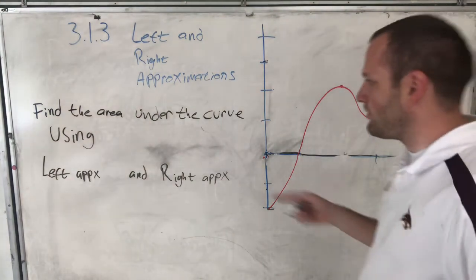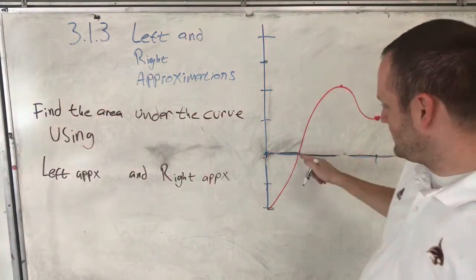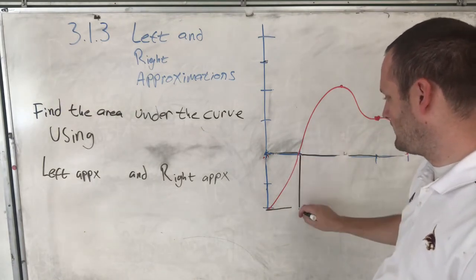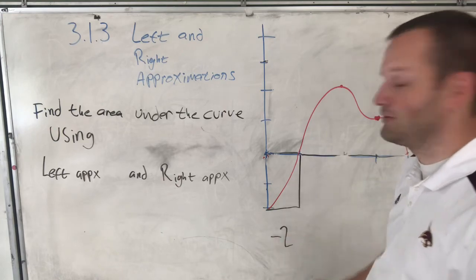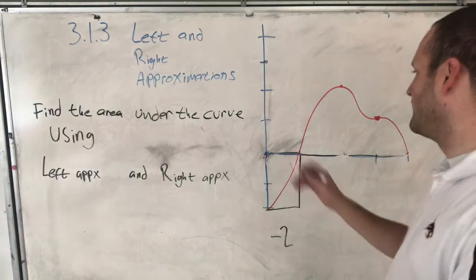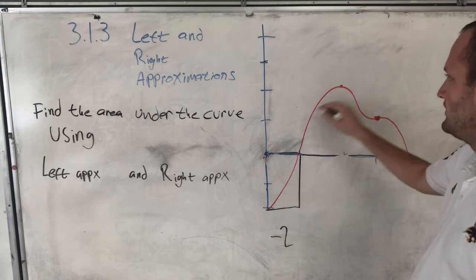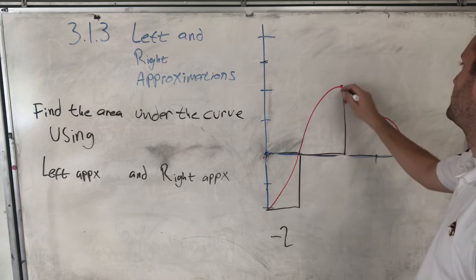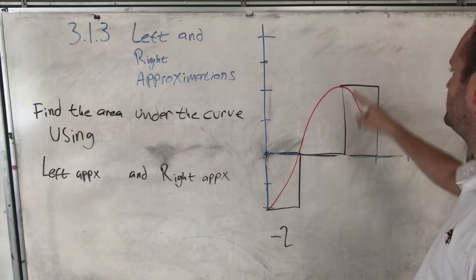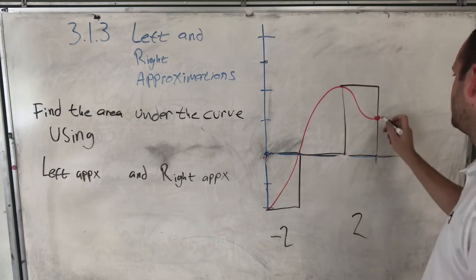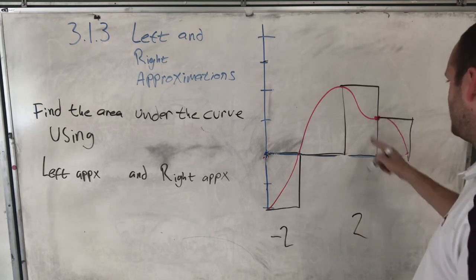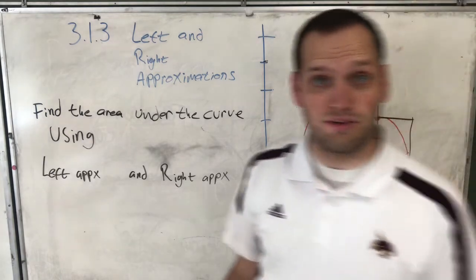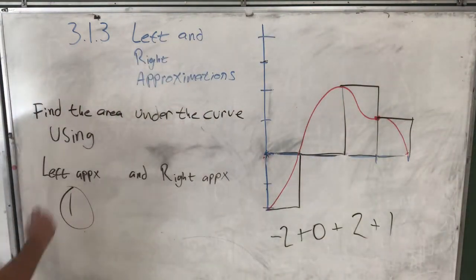Here we go. Let's try with left approximations first. So we have this little curve right here between 0 and 1. Looks like the leftmost point is at -2, so it has a value of -2. -2 times 1 is -2. Next up, we've got this piece here. What is the leftmost value? It's 0. Next up, we've got this one. That's 2 tall, 1 wide, so that's 2. And finally, we've got this one here, which is 1. That gives us a total left approximation of about 1, okay?